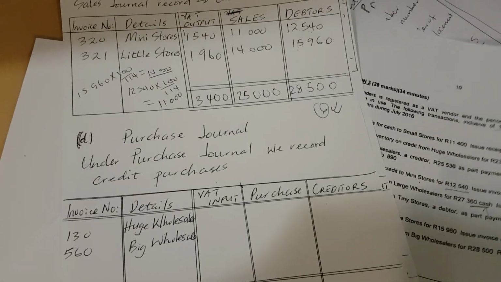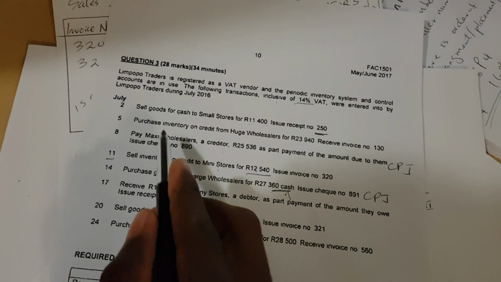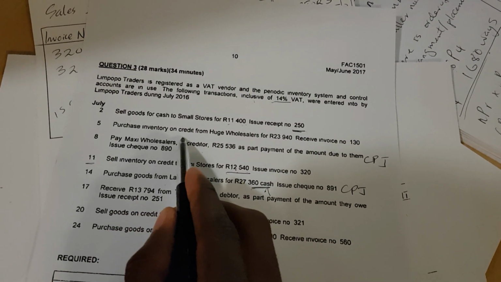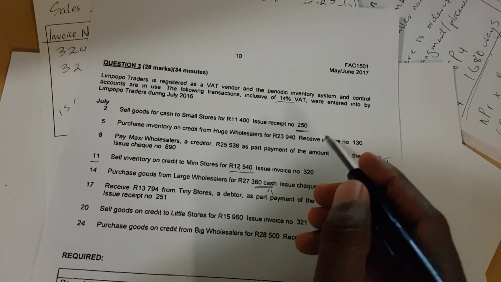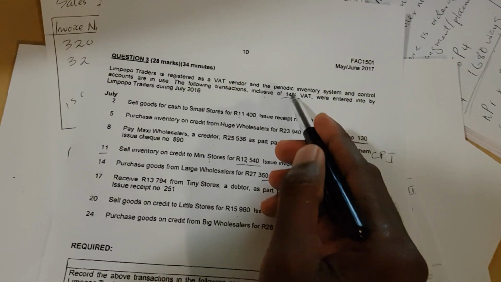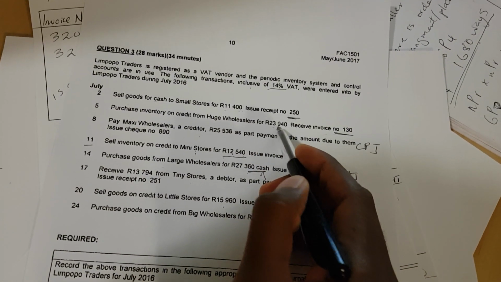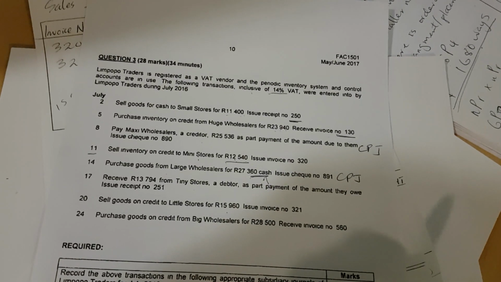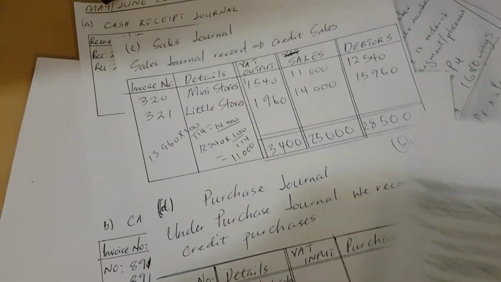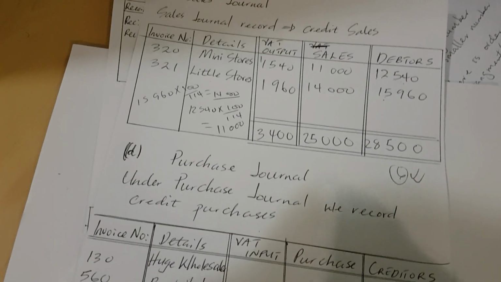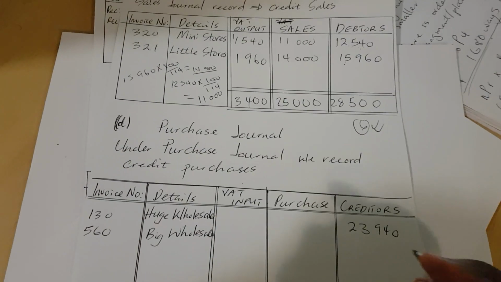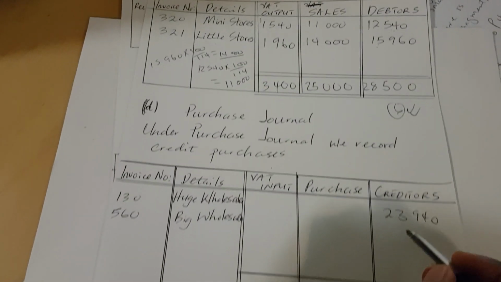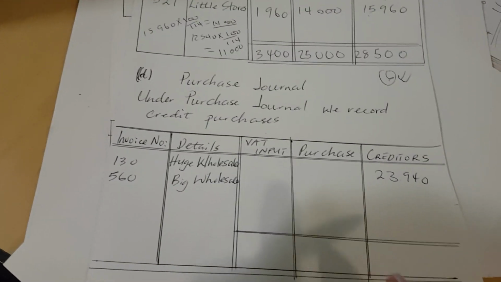So in this case, how much is going to be your creditors balance from Huge Wholesalers? We know that on the 15th, you purchased inventory from Huge Wholesalers at 23,940, invoice 130. Remember, VAT at 14% is inclusive here. So our creditors is 23,940 and VAT is inclusive. So let's remove the VAT.